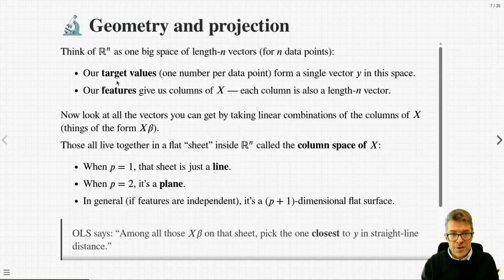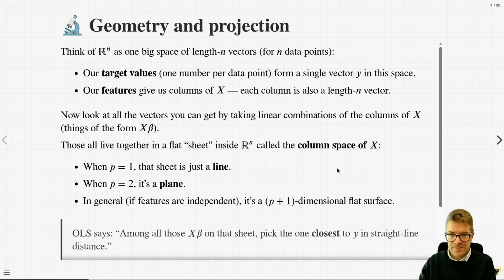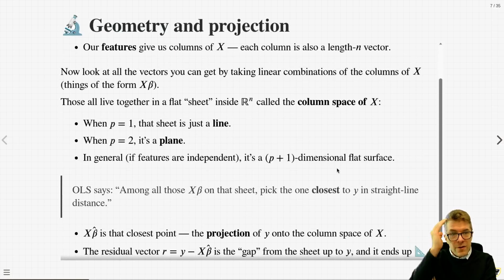And all of our features give us the columns of X, and every column is also a length n vector. Each of these columns of this big matrix X is an n-dimensional vector. If we look at all of the vectors you can get by taking linear combinations of the columns of X, like X times some beta, then all of these live together in a flat sheet, or hyperplane, inside this space, and we call this the column space of X.